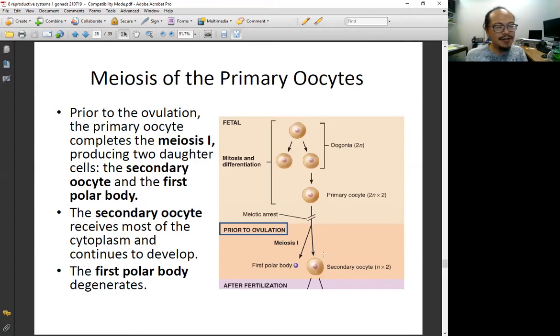And then the first polar body will degenerate. The secondary oocyte basically takes the majority of the cell nutrients, the organelles, and cytosol. But they at least divided into 2 parts. Then the secondary oocyte, along with the first polar body, will be ovulated into the fallopian tube, waiting for fertilization.